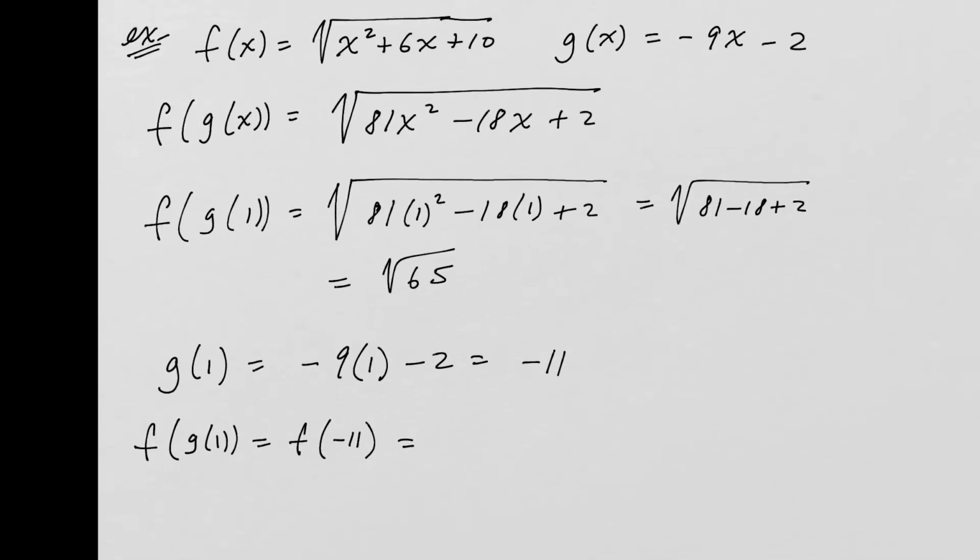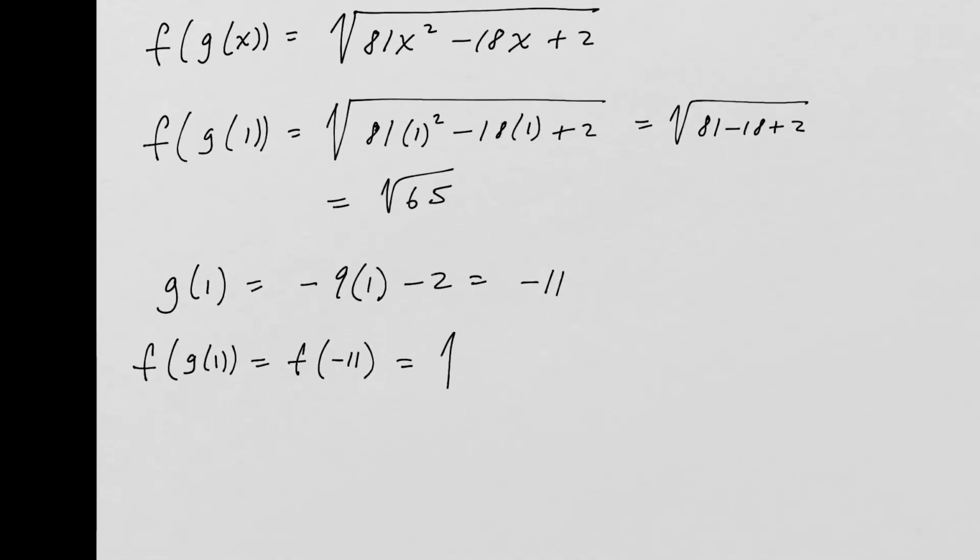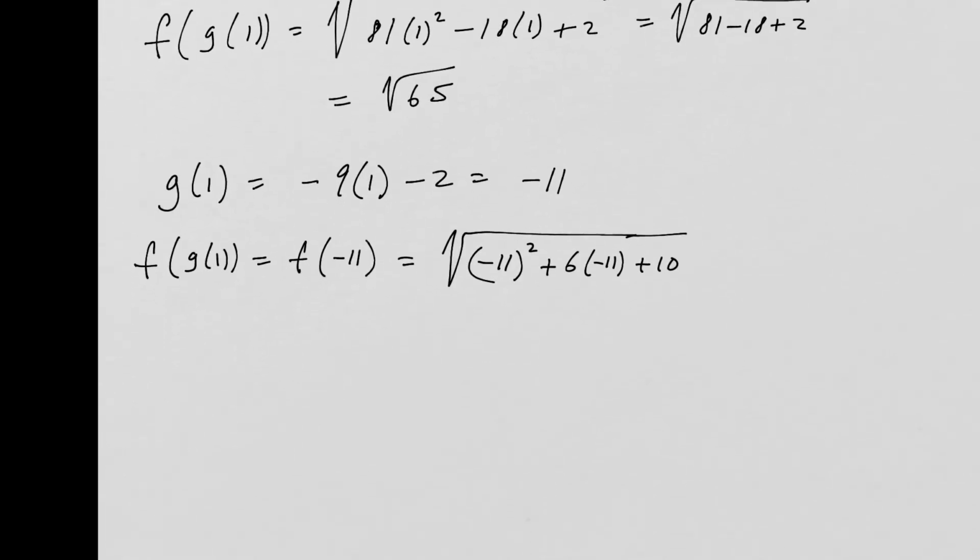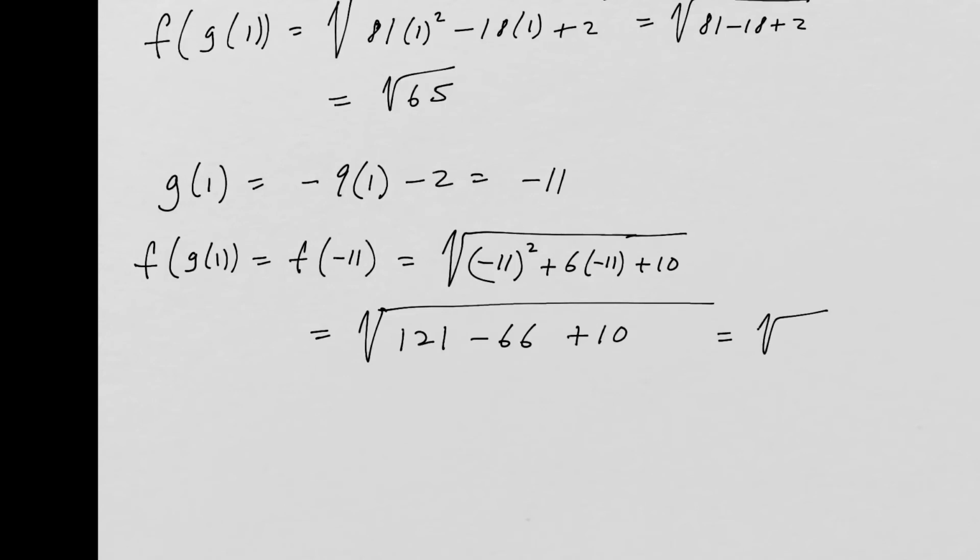So now I go to the f function, and where I have an x, I'm going to plug in negative 11. So it's negative 11 squared. And then it was plus 6 times negative 11, and then plus 10. And then if I simplify that, so this is what, 121 minus 66 plus 10. And if you worked it out, of course, you're going to get the same thing. It's the square root of 65.